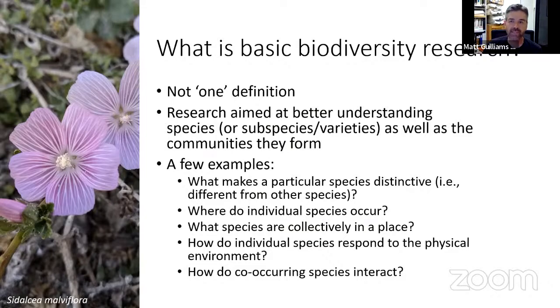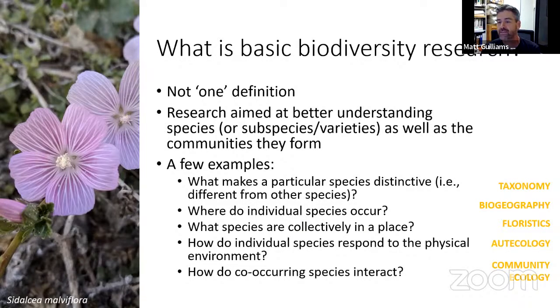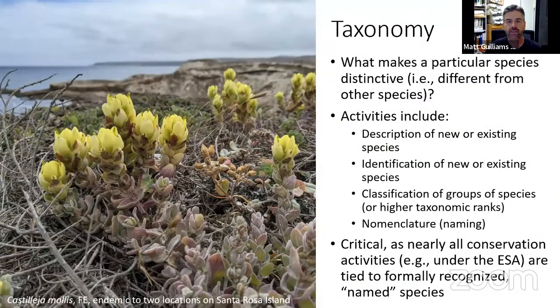So while this may be basic biodiversity research and these may seem like simple questions, each of these has whole subdisciplines of biology related to it: taxonomy, biogeography, floristics, autecology, and community ecology. And based solely on my preferences and my training, these are the two that I'm really going to focus on for the first part of this talk: taxonomy and floristics.